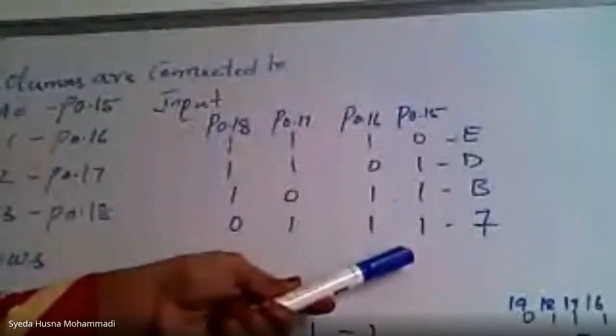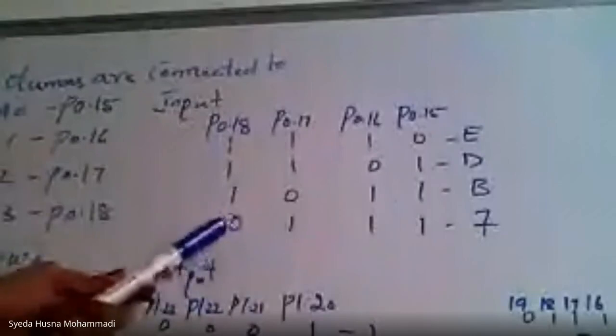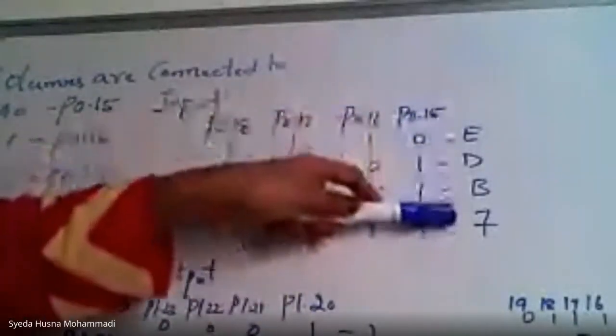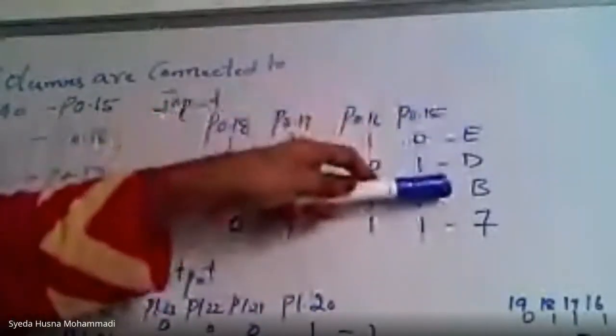Then finally, I'm going to activate the last column. The value on the last column is going to become 0. Rest all values will become 1. So read it: 0, 1, 1, 1. So 0, 1, 1, 1 is nothing but 7. So these are the values for your columns: EDB7. Any doubts here?